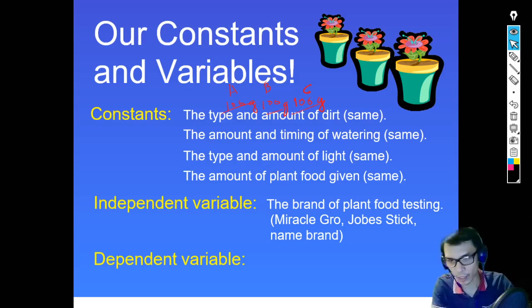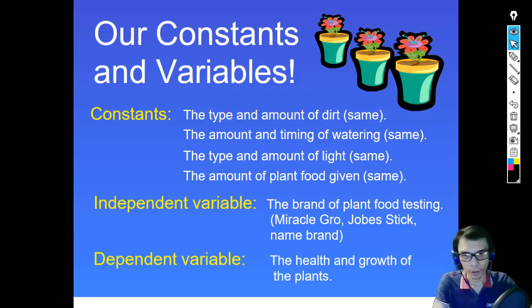All right, and we have the independent variable, so the brand of plant food. And we have also the dependent variable, which is the health and the growth of plants. So whatever it is that you are going to measure, as long as it is somehow measurable. So that is a dependent variable. Again, the dependent variable depends on what the independent is all about.